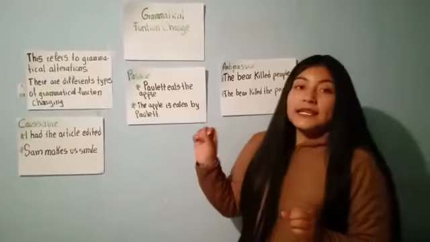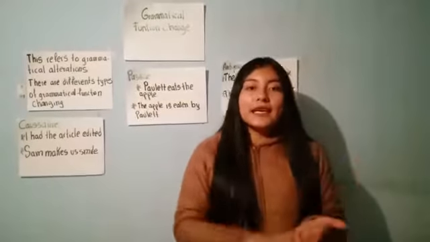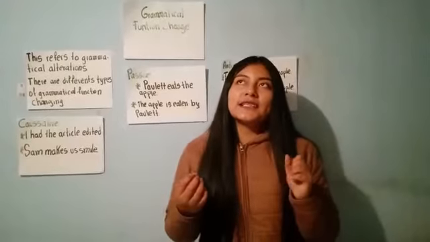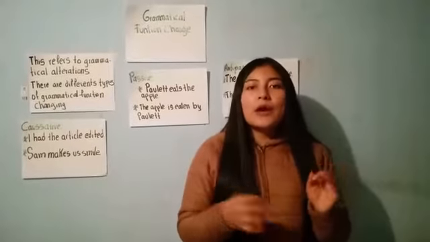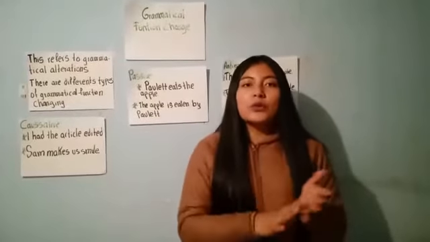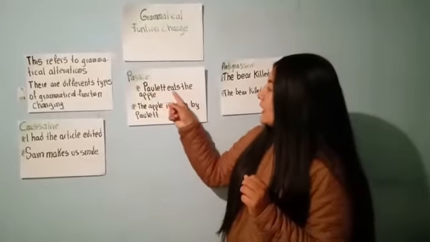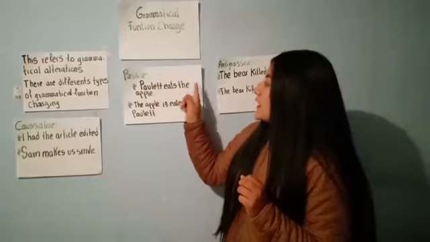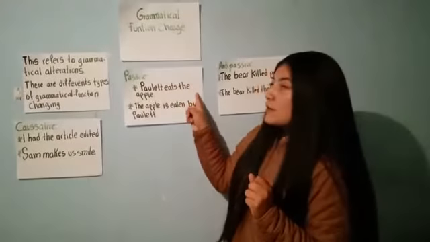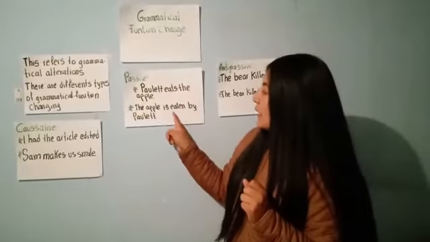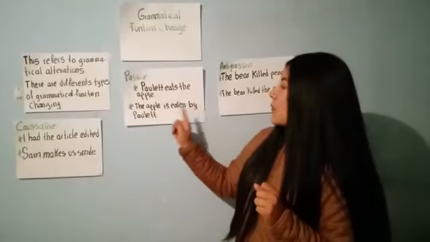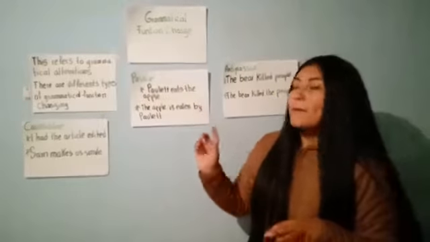The first is passive. Here the object is presented as the subject, while the subject is the one who performs the action. For example, Paulette eats the apple. The first one is active voice, and the second one, the apple is eaten by Paulette, is passive.